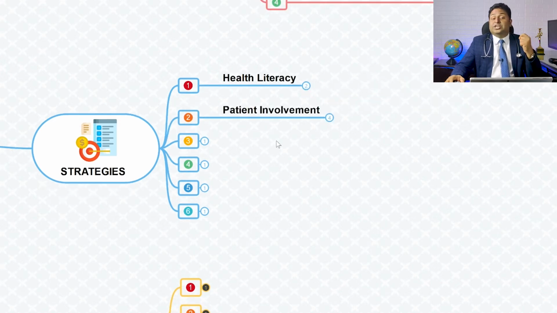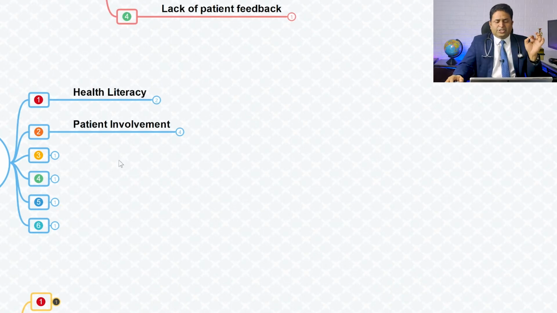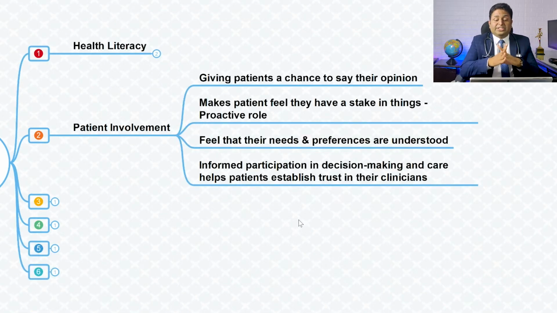And the next one is patient involvement. In patient involvement we have 4 things. Give the patient a chance to say their opinion, make patients feel that they have a stake in things, be proactive, and make them feel that their needs and preferences are understood. By doing all this, the patient gets informed, and informed patients get actively involved in the decision making process of their care and treatment. This establishes great trust in the clinicians, and that's a wonderful thing and a wonderful space to be in, right?